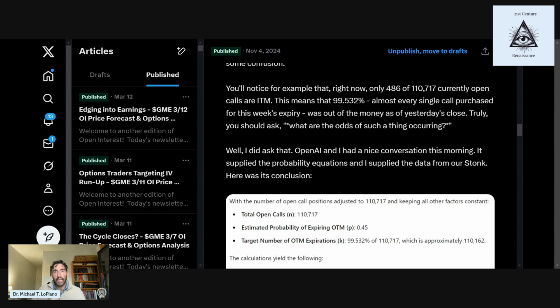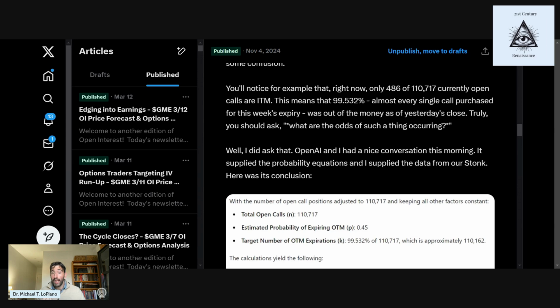So for example, we're trading at around $22 right now. This would suggest that the probability that a $22 call will expire out of the money this week is effectively zero. In fact, it's an effective zero that is greater than the one that we saw on August 29th. Just putting that out there.